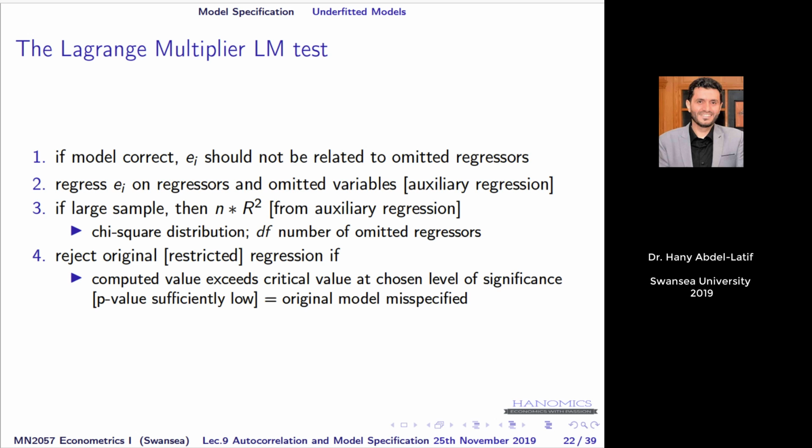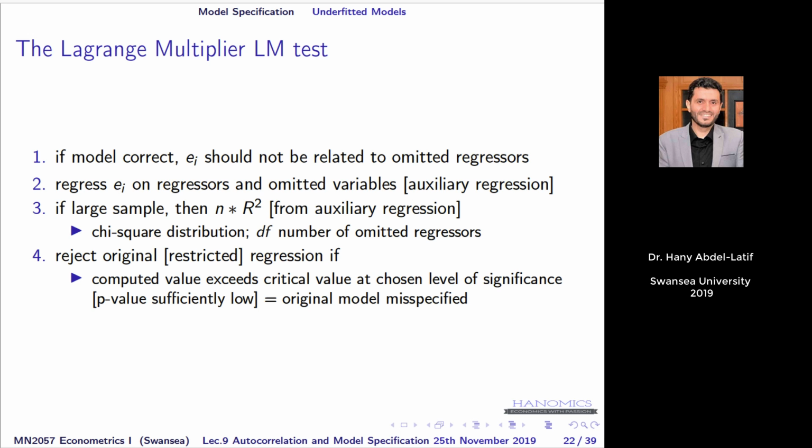The test follows the chi-square distribution, and the degrees of freedom is the number of omitted regressors. So if I added 2 regressors, that means this is my degrees of freedom. If I added 3 regressors, that means, so these are the omitted regressors, so omitted variables. So the number of omitted regressors is your degrees of freedom. So if you reject, meaning if your computed value or the test statistic, which is again n times R squared, exceeds the critical value from the chi-square distribution, which you will see in a second, the table for that, then that means your original model is misspecified.